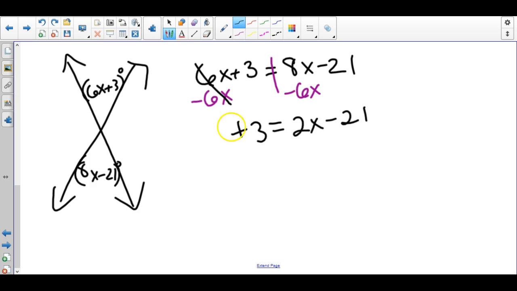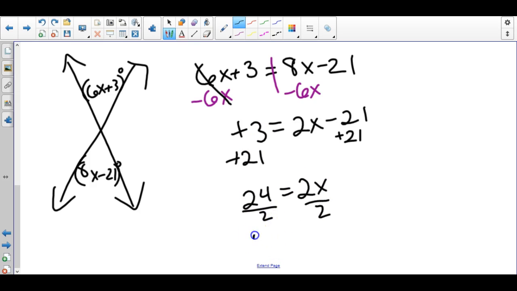And I really didn't have to write the plus sign this time, since there's no longer another term in front of the plus 3. So now we do our opposites like we would with our normal equations. We have our variable here. I want to move the 21 away from the x. So I'm going to add 21 to both sides. Positive 3 plus 21 is 24. And that's 2 times x, so I divide both sides by 2.